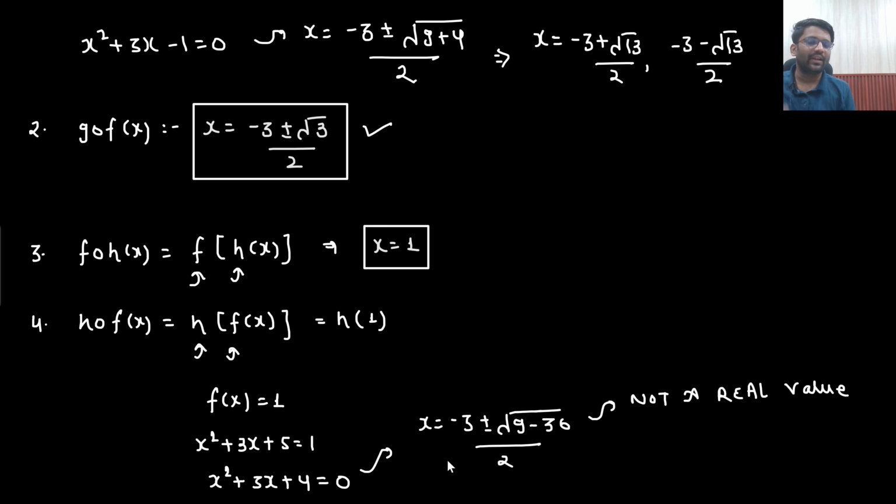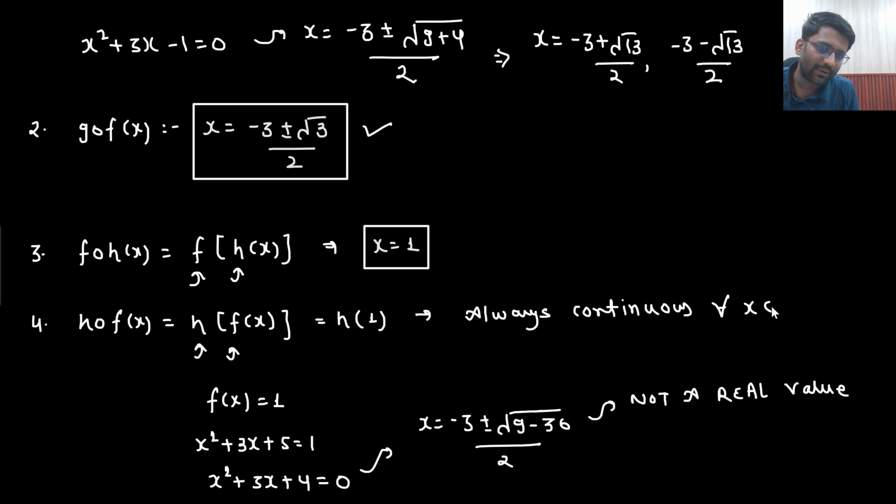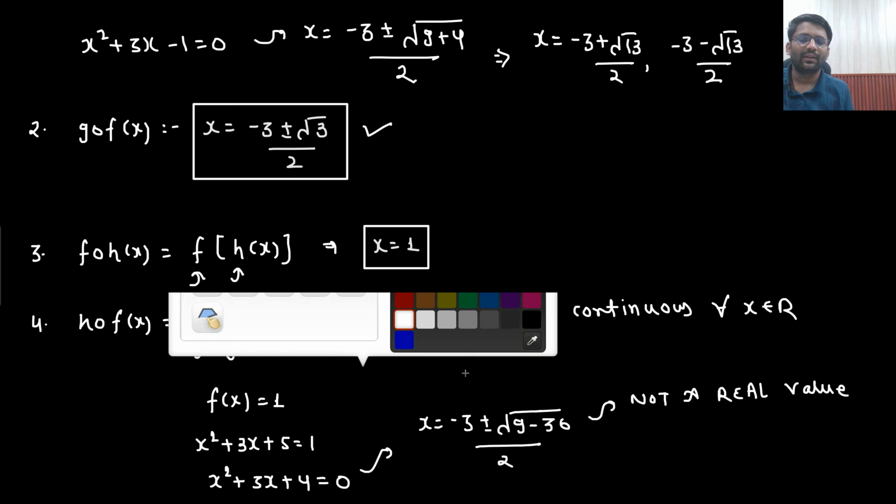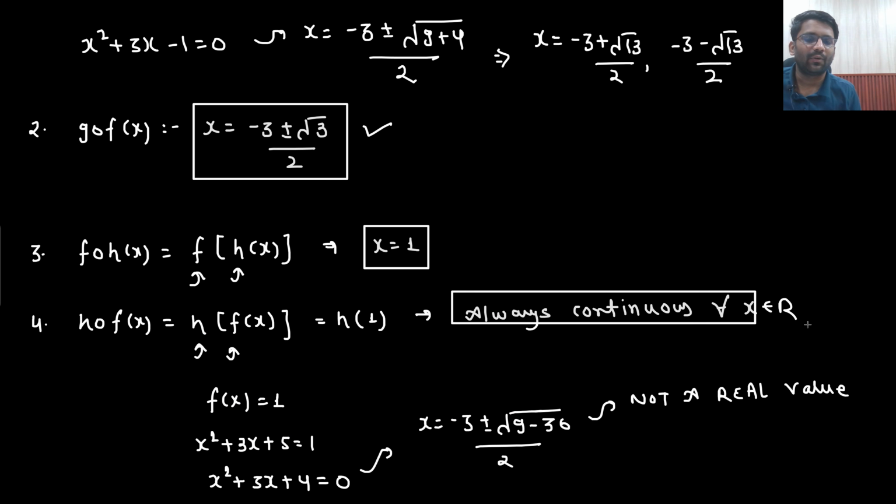That means there is no real value of x for which h of f(x) is discontinuous. What does that mean? It is always continuous. Continuous for all x belonging to R. That means for all the real values it will always be continuous.